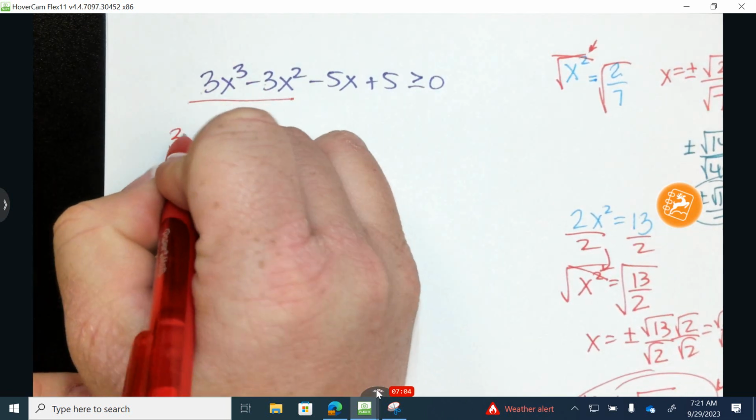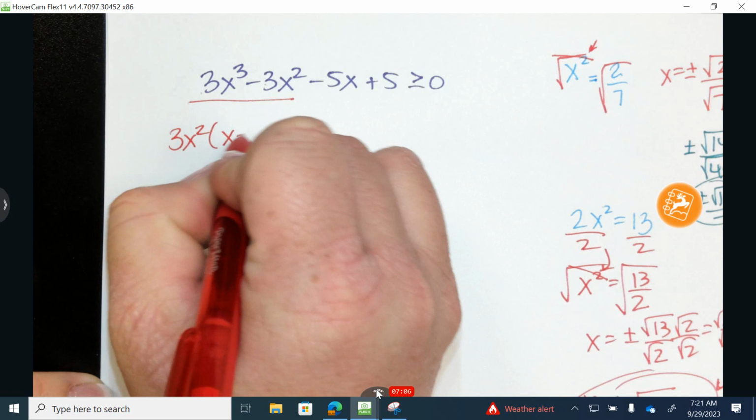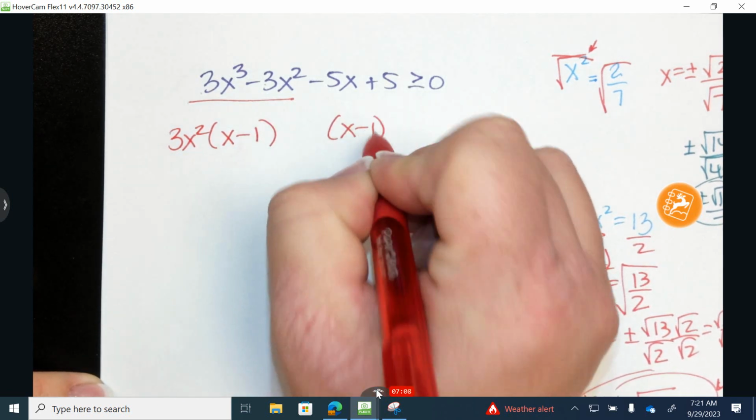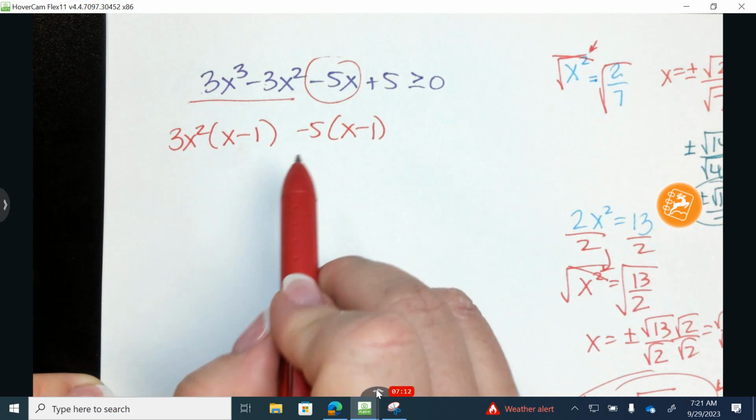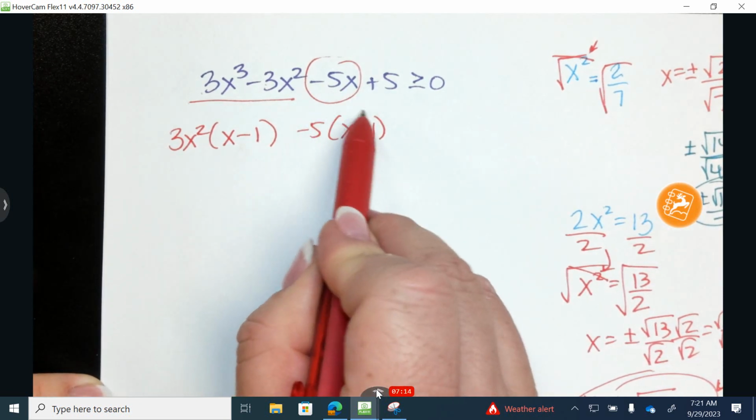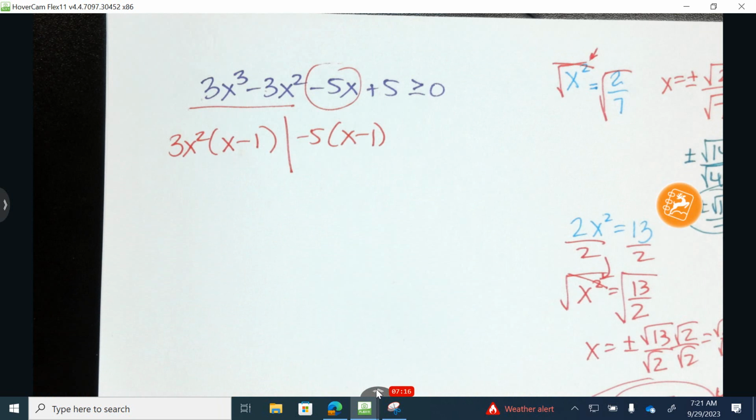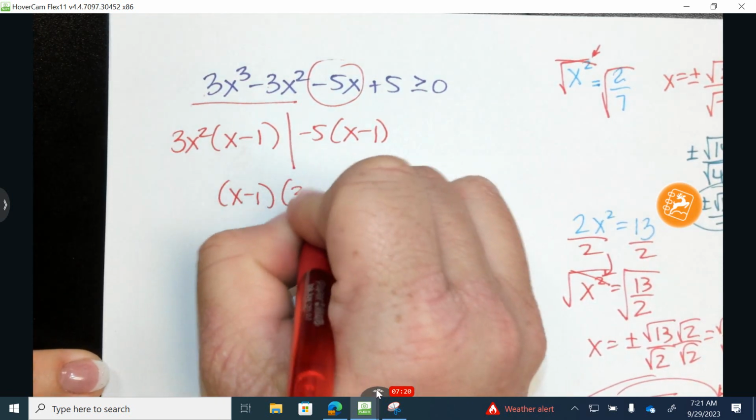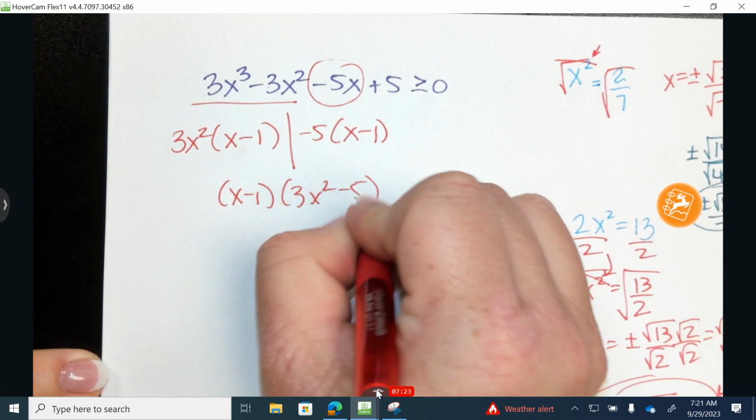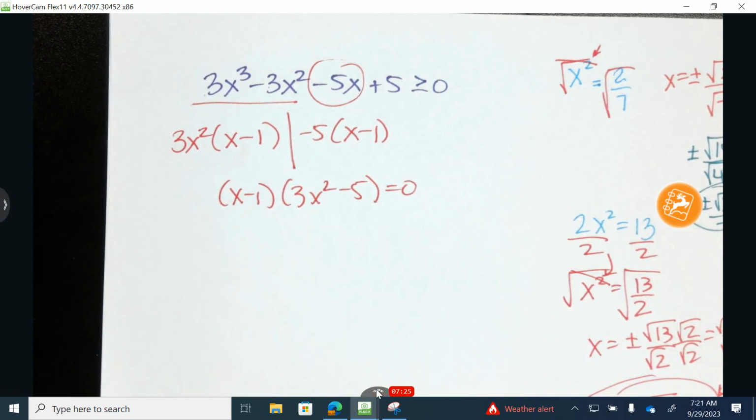I can factor out a 3x squared, and I'm left with x minus 1. Rewriting x minus 1. What quantity times x is negative 5? That's negative 5. Negative 5x and positive 5. Now both the front and back have the quantity x minus 1. In front of the first part is 3x squared. In front of the back is minus 5. And remember, we're setting it equal to 0.